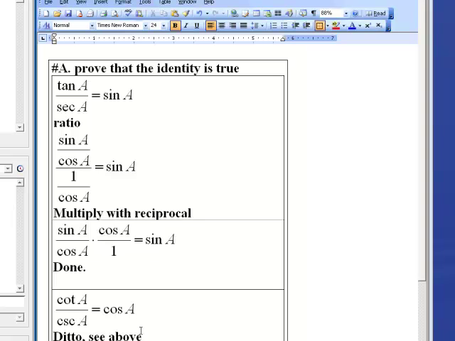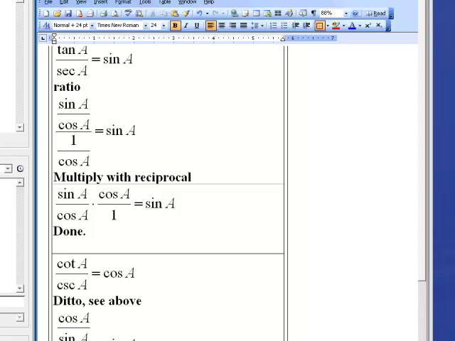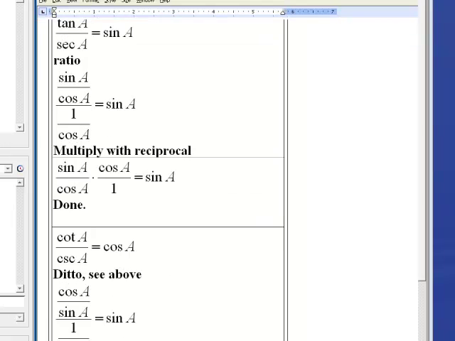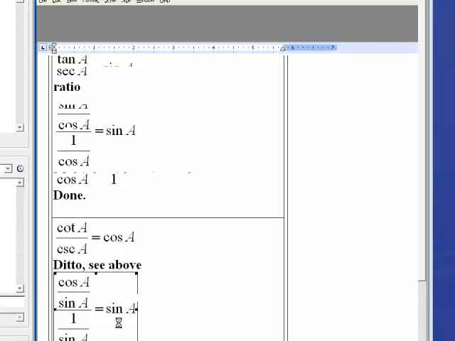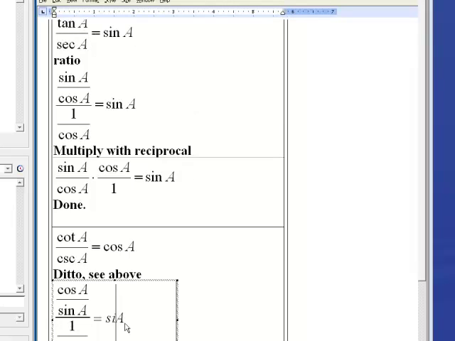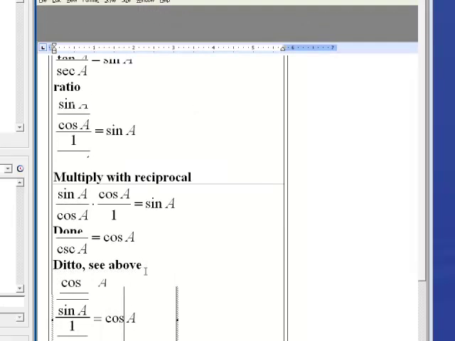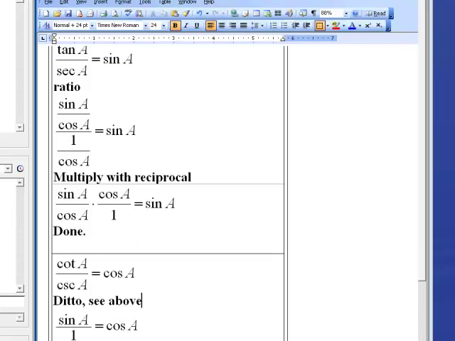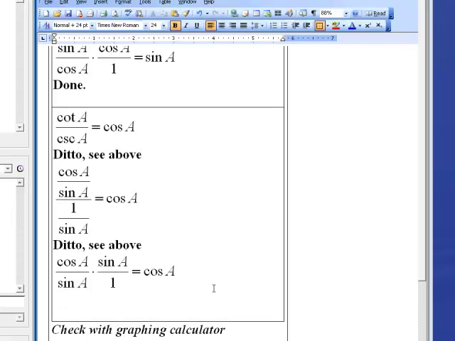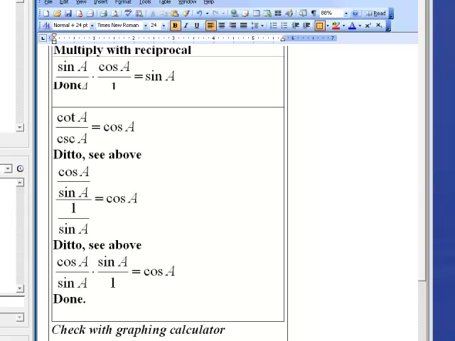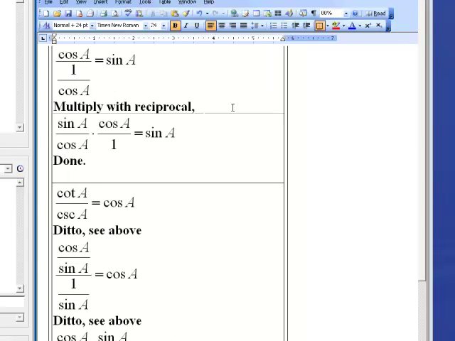Copy this one. And we have cosine over sine. Sine equals cosine. Notice that I forgot to switch this one here to a cosine. There we go. Now it looks better. And we can see that the signs are canceling out. So we're done. And then I may want to add here multiply reciprocal. Cosine A cancels.